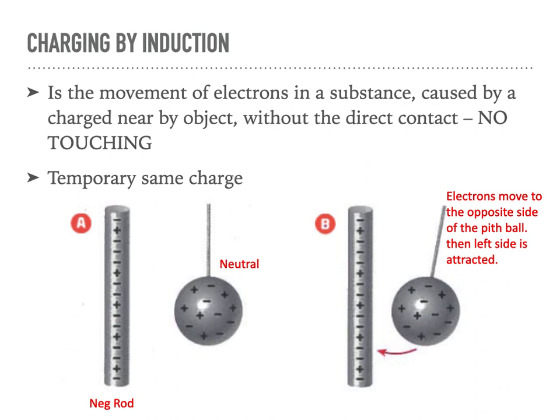When we bring them close together but we do not touch, electrons will actually move to the opposite side of the pith ball, away from the negative rod itself, and then we'll have a positive side close to the rod in the pith ball, and they'll be attracted to each other. Okay, once you remove that rod from close to the pith ball, it moves back to a neutral position. So the electrons move back and distribute where they were before.